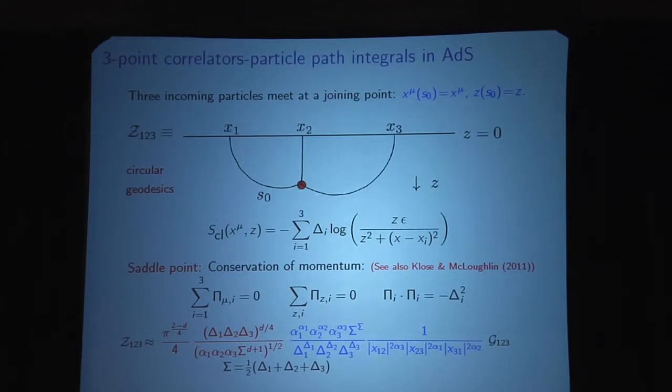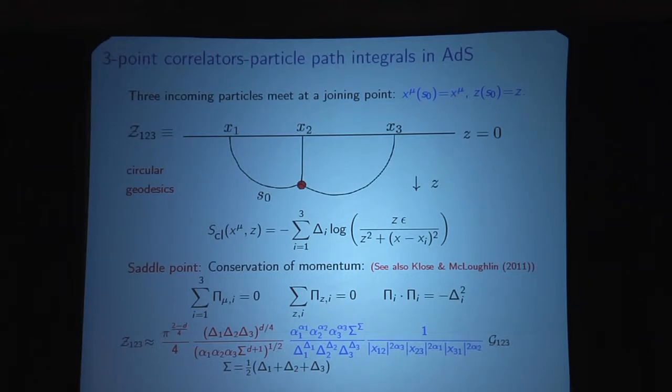The point that they meet at, s naught, is sort of like a parameter on the string. The point that they meet at is labeled by x, which has coordinates x^mu in the spatial directions, and z, which is the bulk direction in Poincare coordinates. The action has this form. And you find that when you look for the saddle point where this thing is peaked, it turns out that all it is is just the conservation of the canonical momentum of these particles in this space.